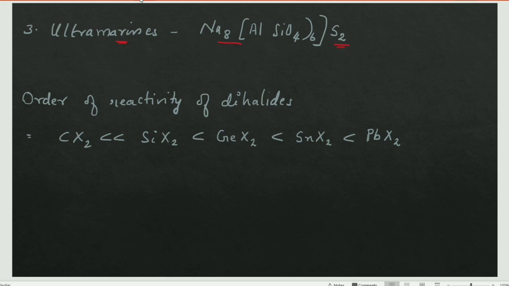Another point is the order of reactivity of dihalides of group 14 elements: carbon, silicon, germanium, tin, lead. The order of reactivity, with the highest being PbX2, lead halide: carbon dihalide is less than silicon dihalide, then germanium, then tin and lead. So lead has the highest reactivity of dihalide.